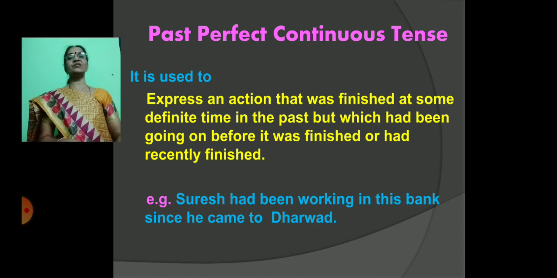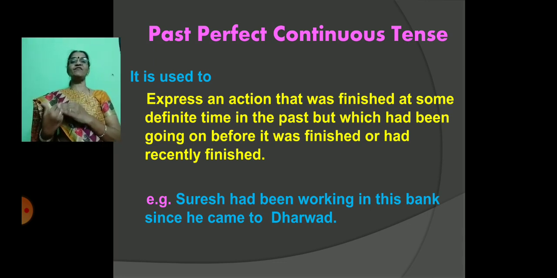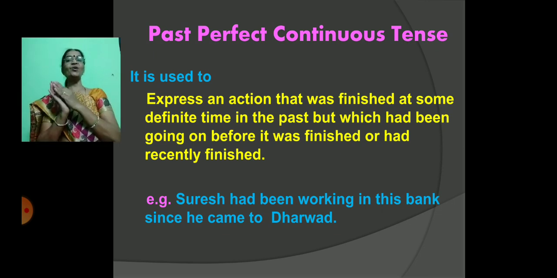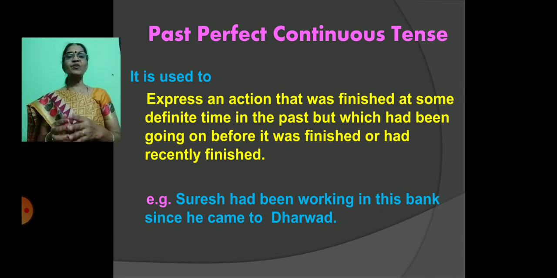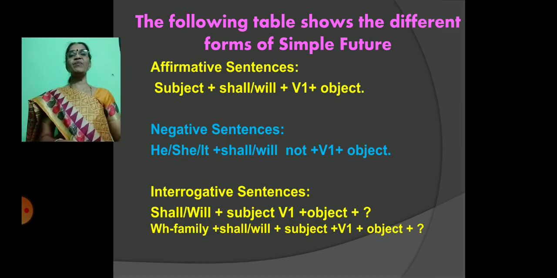So let's see the uses. Past perfect continuous tense is used to express an action that was finished at some definite time in the past, but which had been going on before it was finished or had recently finished. Okay, so an example you have here: Suresh had been working in this bank since he came to Dharwad. So that's how we make use of past perfect continuous tense.